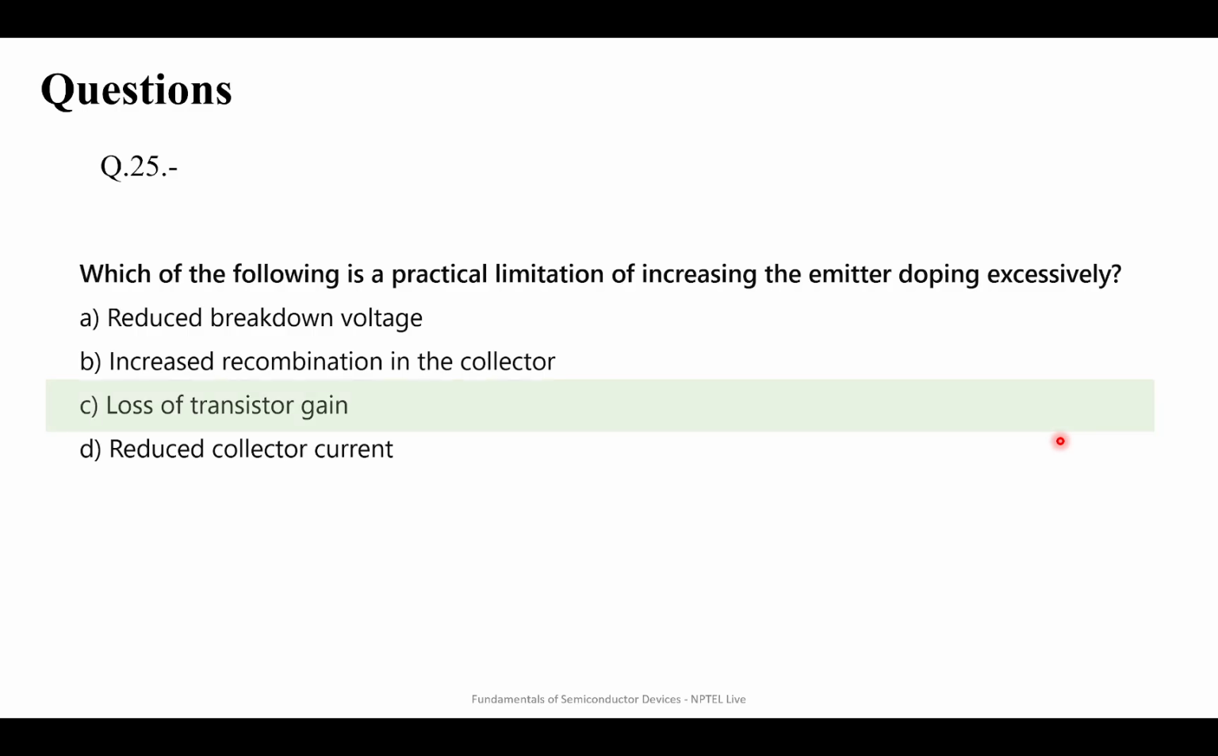So the answer to this question is loss of transistor gain. So we just studied if you increase the emitter doping, your transistor gain will increase. But if you increase emitter doping very high, you will start seeing the effect of excess dopant carriers, and you will have a degenerate semiconductor, which means your band gap will start narrowing, and that will impact your current transfer, and it will lead to loss in transistor gain. So there is a limit to how much doping you can have at your emitter.